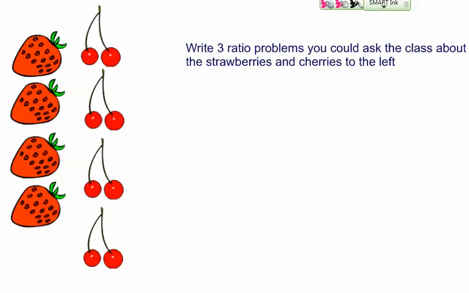Okay. What I want you to do is write 3 ratio problems you could ask the class about the strawberries and the cherries to the left. When you come back to class and we go over this, I want you to have 3 ratio problems ready that you could ask the class. Make sure you have a question and an answer. Okay? So go ahead and go take your quiz on Flink's.